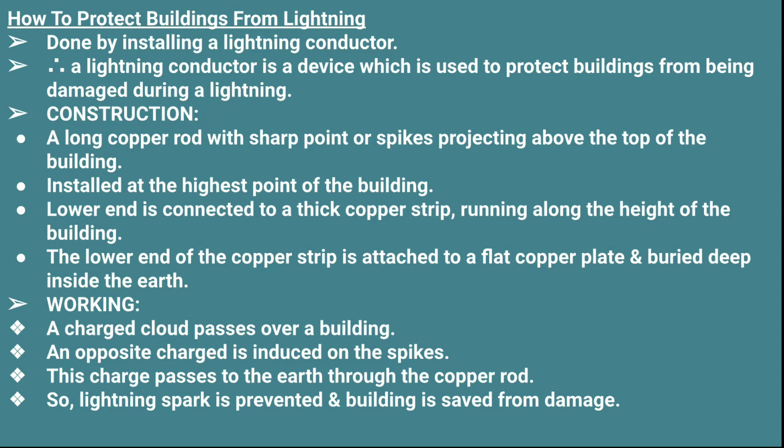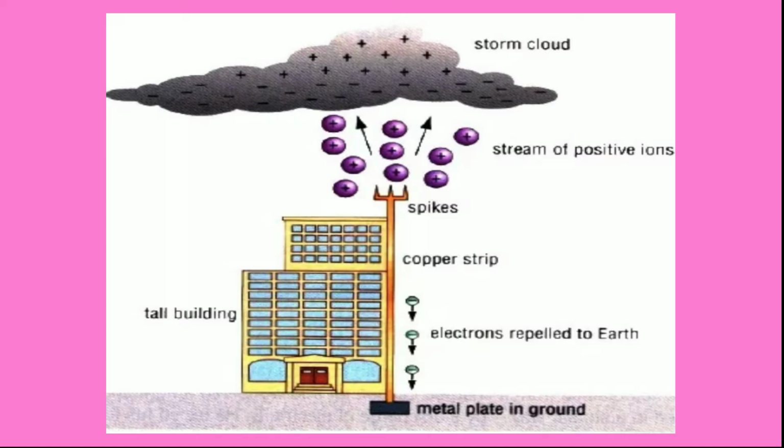Now, how does this work? When a charged cloud passes over a building, an opposite charge is induced on the spikes, and this charge passes to the earth through the copper rod. So the lightning spark is prevented and the building is saved from damage. This is a picture of how the lightning conductor looks. It has spikes like the trishul I told you about. The cloud will induce an opposite charge inside the spike, and that will pass through the copper strip and the metal plate into the ground. So this will not cause damage to the building.